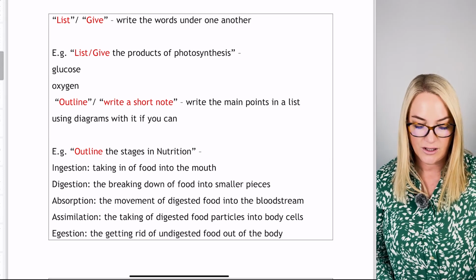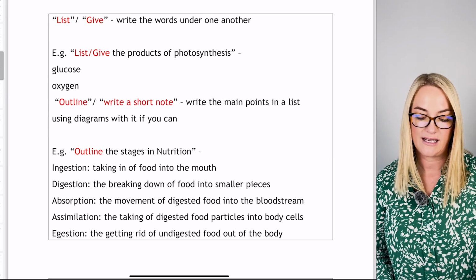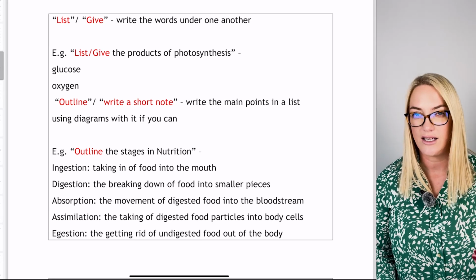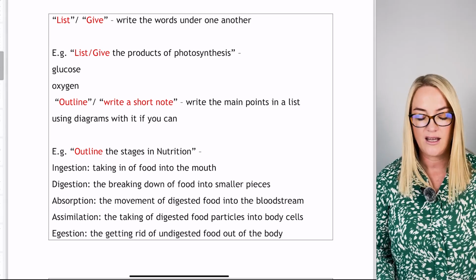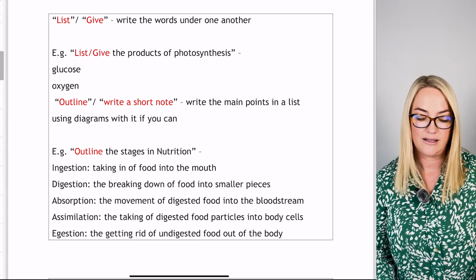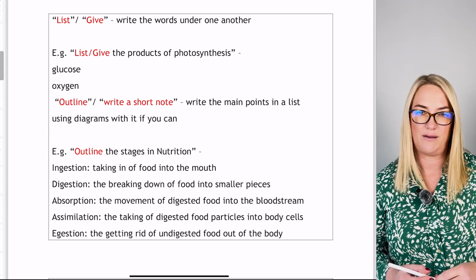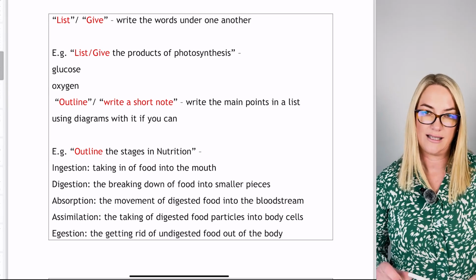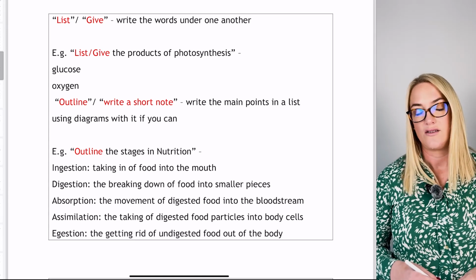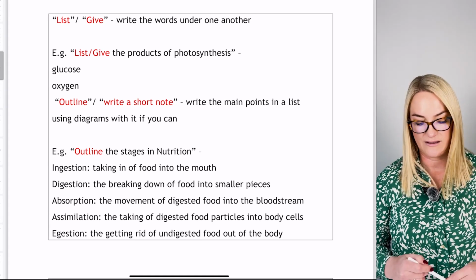Outline or write a short note. So write the main points in a list, again using diagrams if you can. If you see outline and or write a note, at least a minimum of 9 marks is going for that. A minimum of 9 marks. So with that, we get 3 correct points.